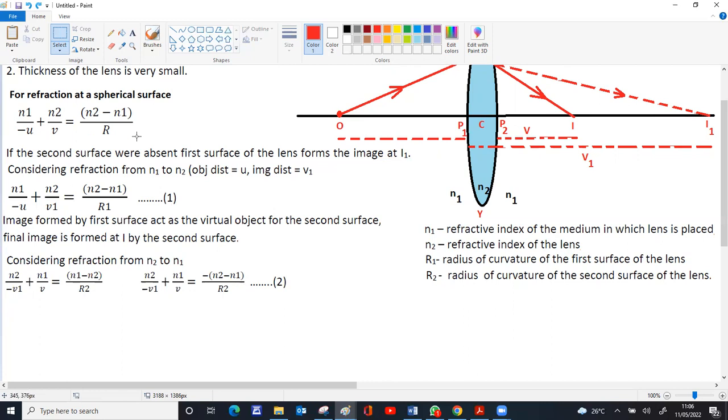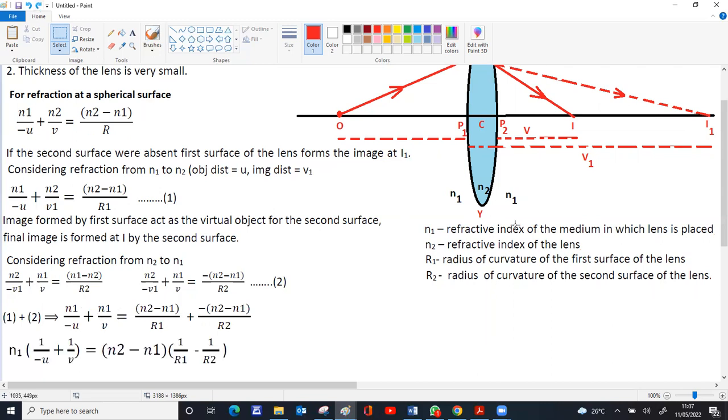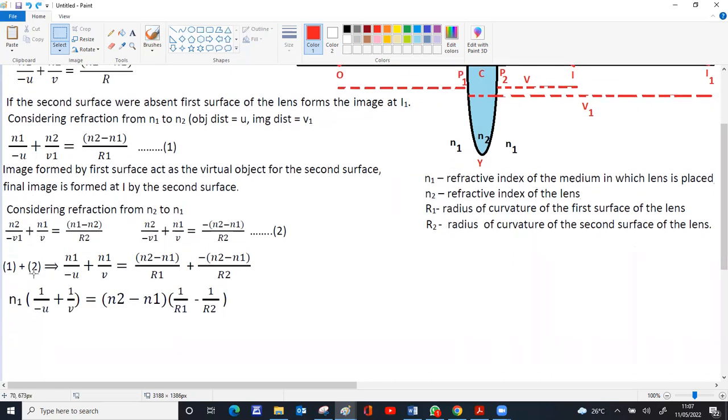Now we add 1 and 2 to find the total refraction. When you add, N2 by V1 and minus N2 by V1 get cancelled. N1 by minus U is left here, plus N1 by V is also left here. The other two terms get cancelled. On the right-hand side, N2 minus N1 by R1 plus minus of N2 minus N1 by R2. So N2 minus N1 can be taken common, and here N1 can be taken common. So N1 common out, 1 by minus U plus 1 by V equals N2 minus N1 common out, 1 by R1 minus 1 by R2.